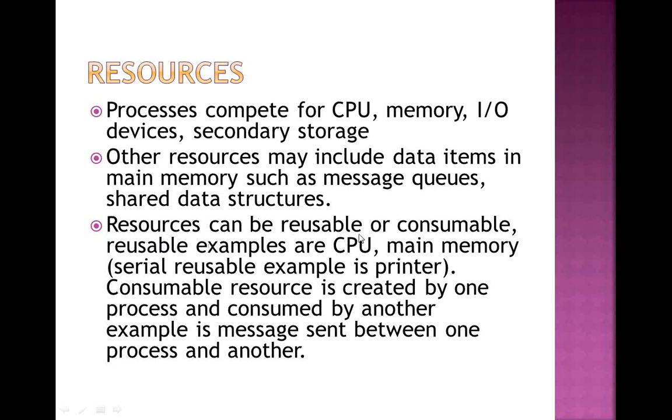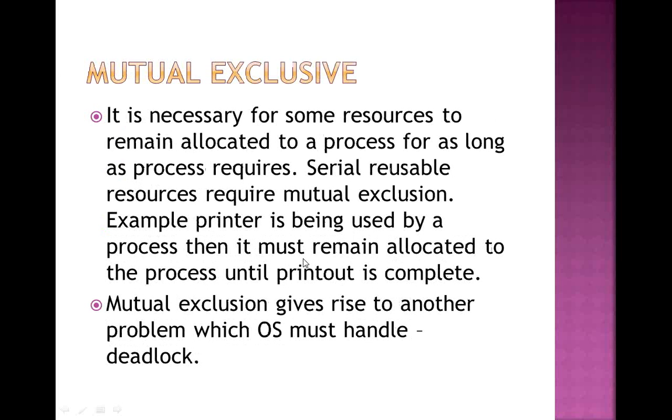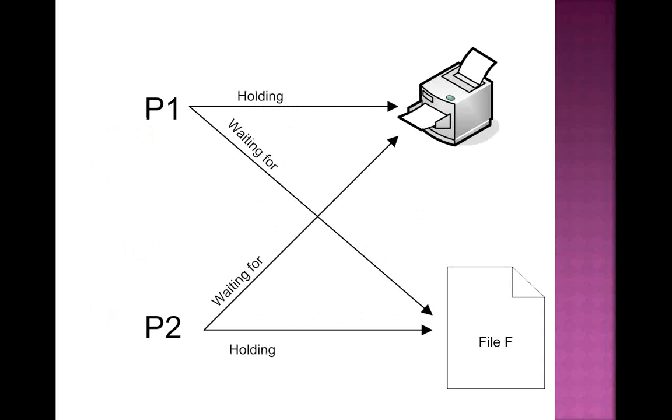Resources can be reusable or consumable. Reusable examples are CPU and main memory. So these are the reusable resources as well as the consumable resources, which are created by one process and consumed by another process. That is, messages sent between one process and another. Then what do you mean by mutual exclusion?